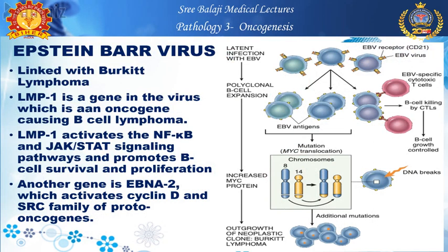And last but not the least is the Epstein-Barr virus, which is linked with Burkitt lymphoma. LMP1 is the gene in the virus, which is an oncogene causing B-cell lymphoma. LMP1 activates the NF-kappa B and JAK-STAT signaling pathways and promotes B-cell survival and proliferation. Another gene is EBNA2, which activates cyclin D and the SRC family of proto-oncogenes. So this is present in Burkitt lymphoma, which is very common in Africa.